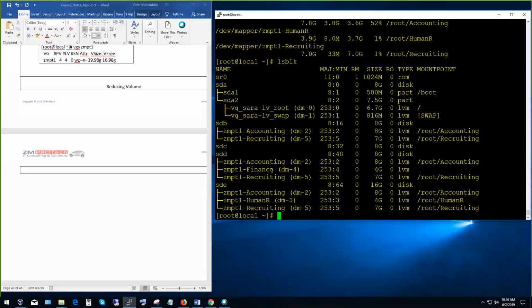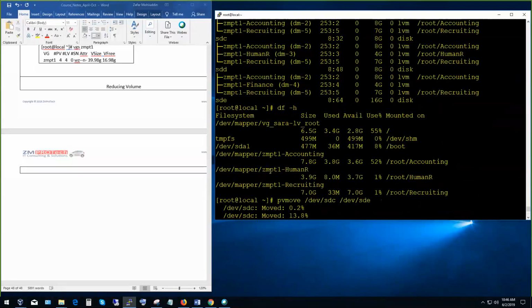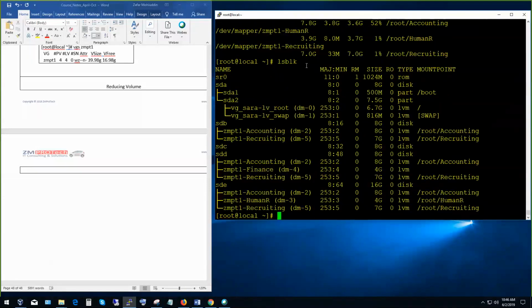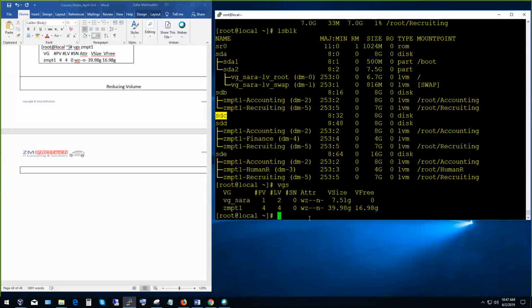Okay, let's take a look up here. So it has accounting, DM2, DM3, and DM5. DM2, DM3, DM5 is SDE. Now it's a situation as if SDC never existed. So what we need to do is remove it from the group. If you do vgs, it's still showing 4 physical volumes. It's still showing 17 GB free. And the LV has 4 partitions.